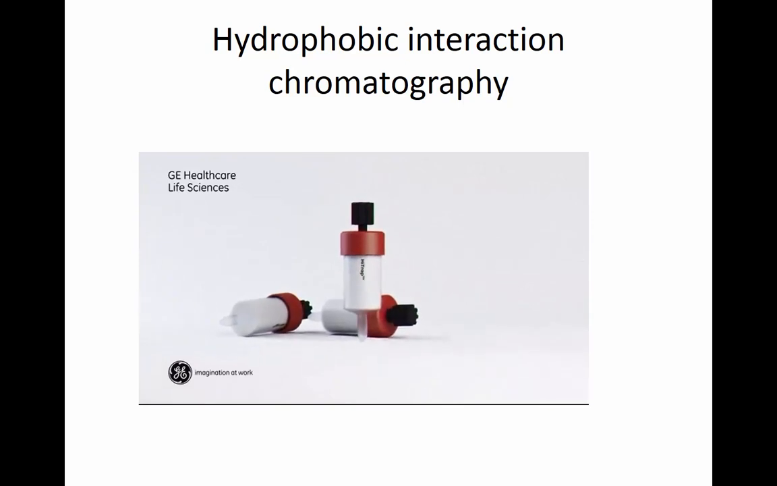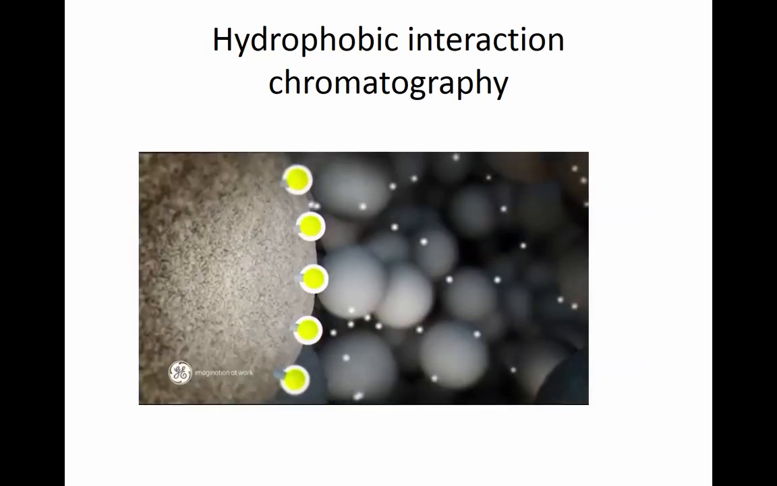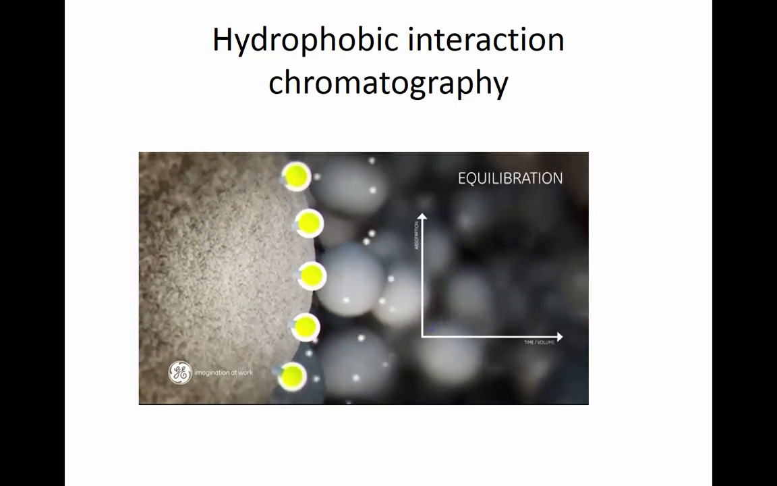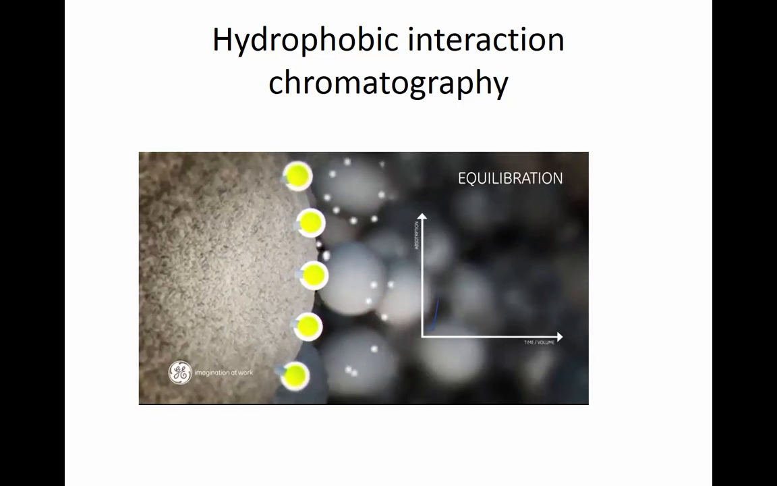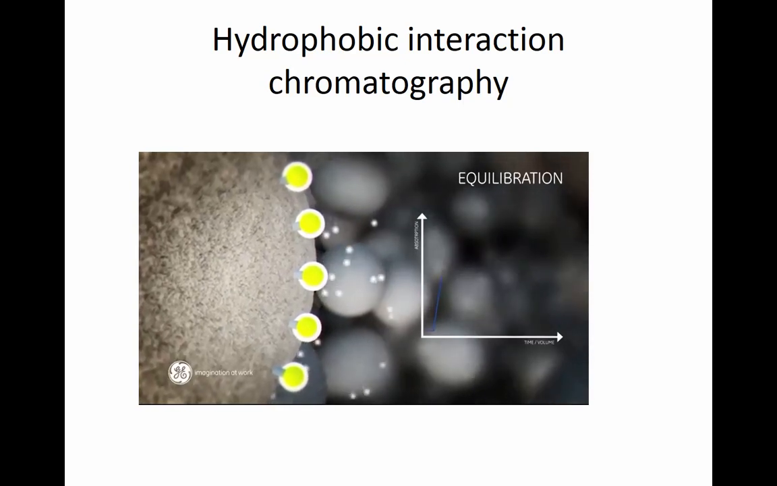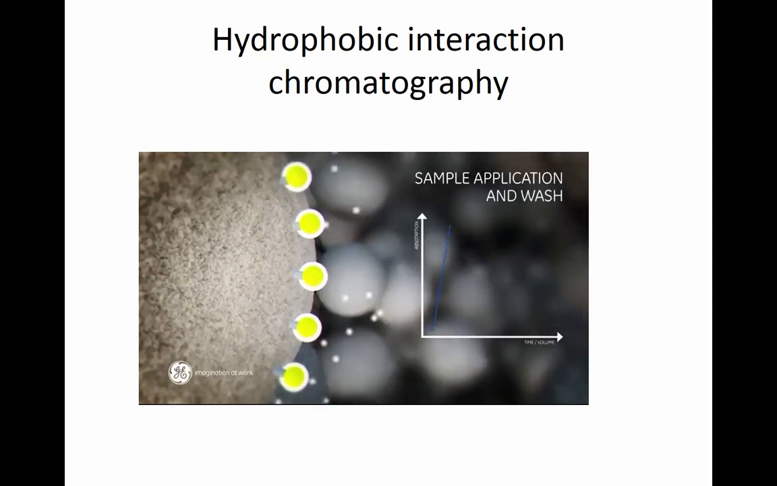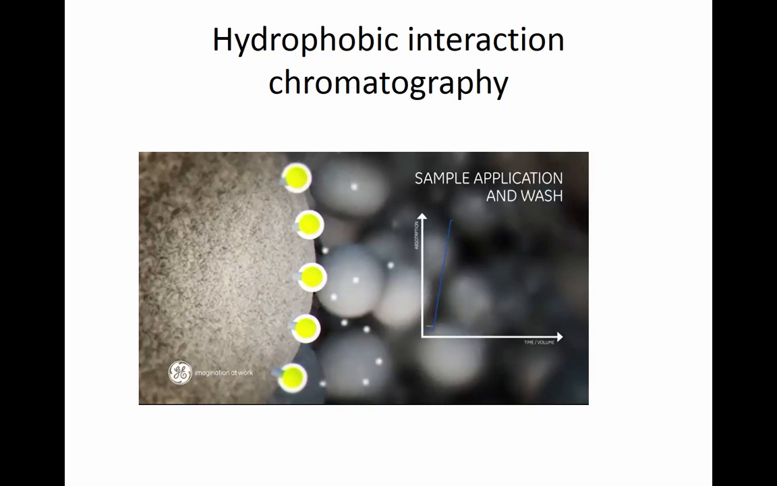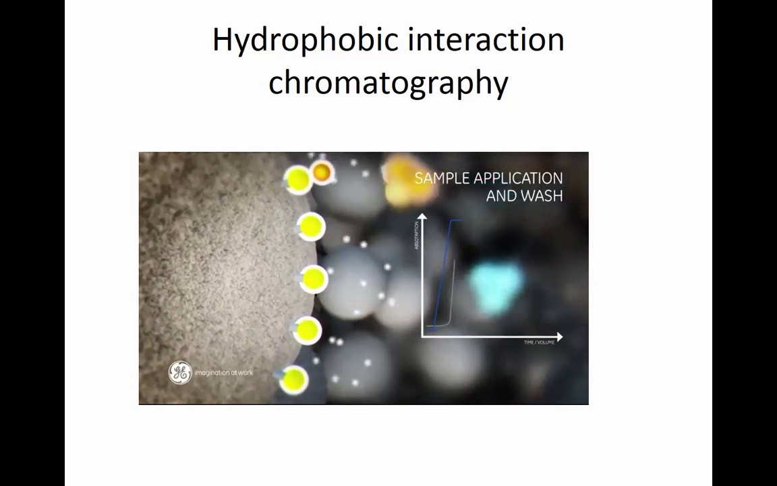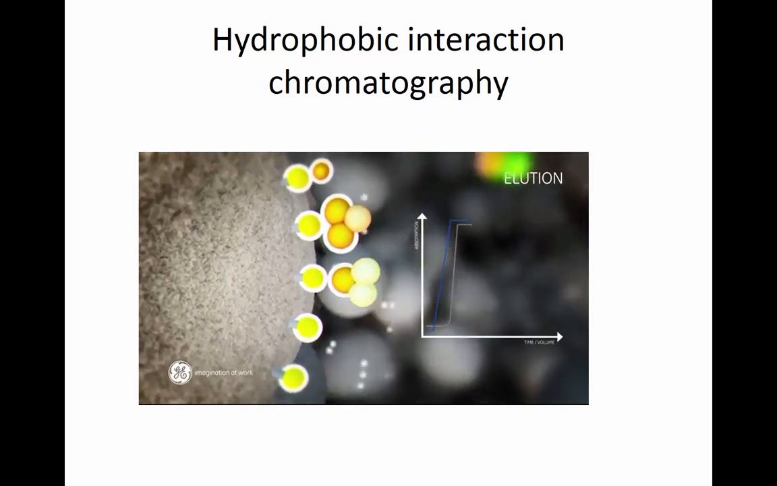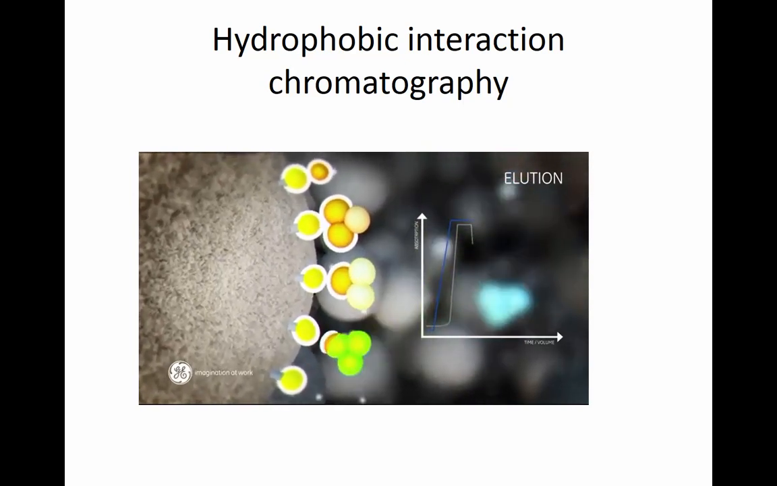The first step is the equilibration of the stationary phase to the desired start conditions. Equilibration is performed by adding salt to the mobile phase. The general equilibration buffer in this step is 50 millimolar sodium phosphate with 1 to 1.5 molar ammonium sulfate. The second step is sample application and wash. The goal in this step is to bind the target molecules and wash out all unbound material. The binding is promoted by moderately high concentrations of salt. A concentration of salt that gives an optimal purification is chosen.